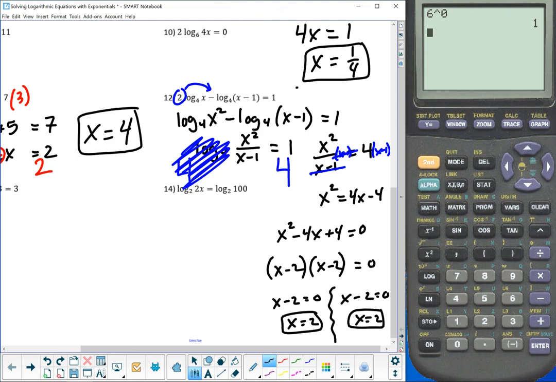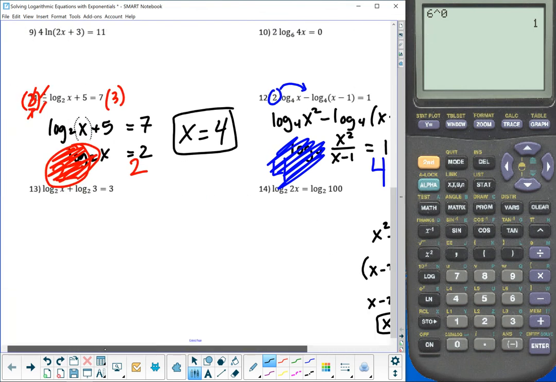Okay? So we get the same answer. So I'm pretty confident it's the right answer, that they're both the same right answer. Okay, 13.